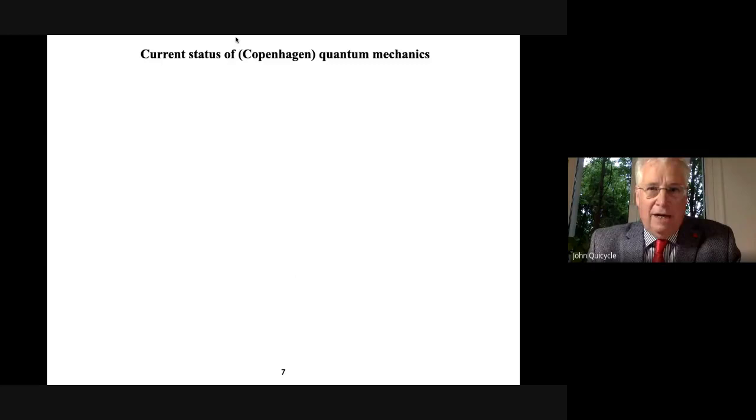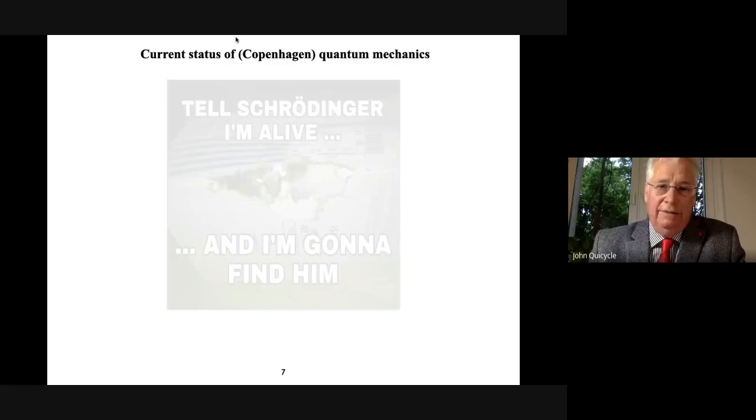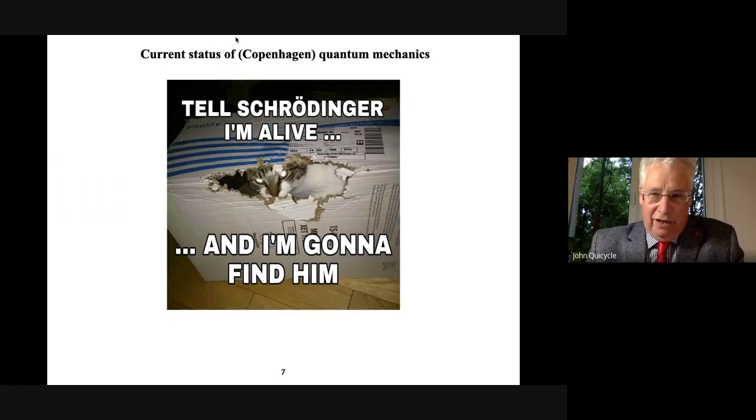So if we're thinking about understanding quantum collapse in terms of the current status of Copenhagen quantum mechanics, I think everybody's going to have to say pretty much, well, you don't know. Current status is a bit like this. Here we go. Schrodinger's cat is going to have to escape the box.